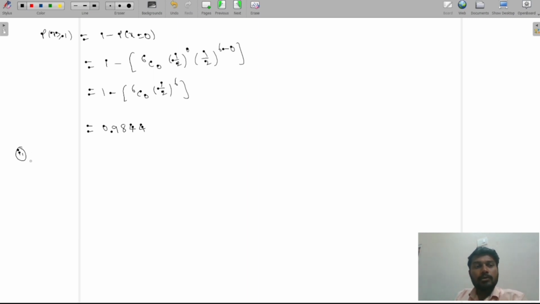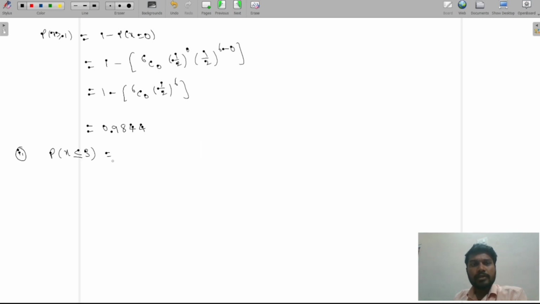Less than or equal to 3 successes. How can I denote it here? Less than or equal to 3 successes means P of x less than or equal to 3. Can I denote it? Yes. So x less than or equal to 3 means what are the values of x here?